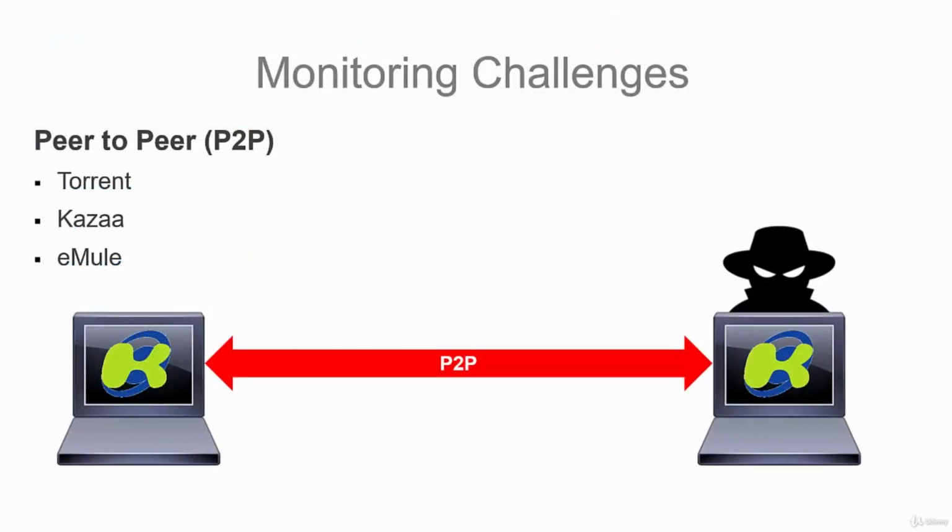Our last monitoring challenge we're going to talk about is peer-to-peer traffic. Network resources are typically shared with a client-server model. P2P networks allow clients to transfer data directly between each other. This becomes a monitoring challenge because traffic becomes decentralized and increases the potential for vulnerable sources.